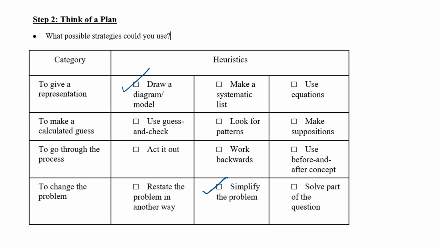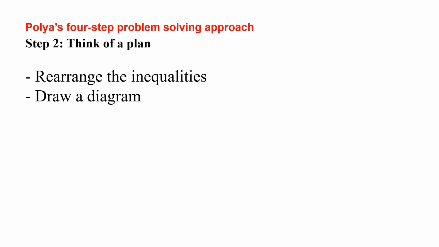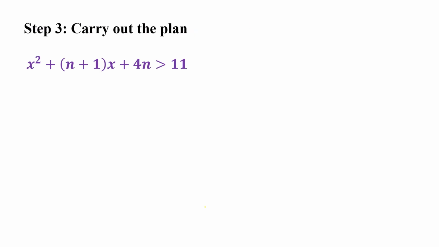There are a few strategies you can use. Here we will draw a diagram, and of course we also simplify the problem. So step number 2 is to think of a plan: as mentioned earlier, we'll rearrange the inequalities and draw a diagram. Step number 3, which is the most important one, is that we have to carry out the plan. Once we have an idea already, then we can carry out the plan. So we have to simplify the inequalities.